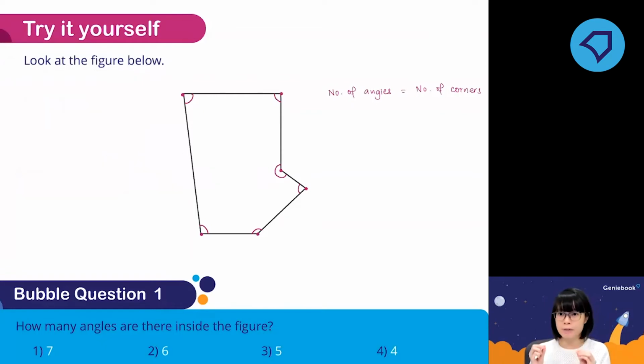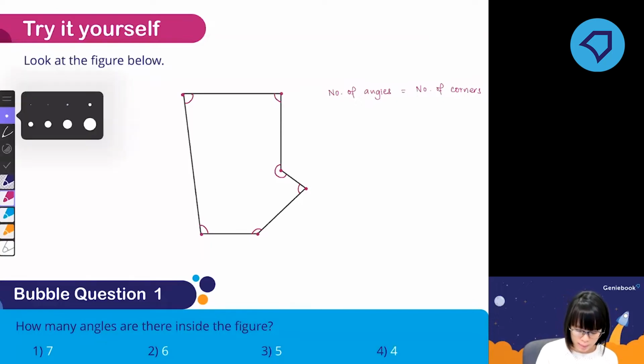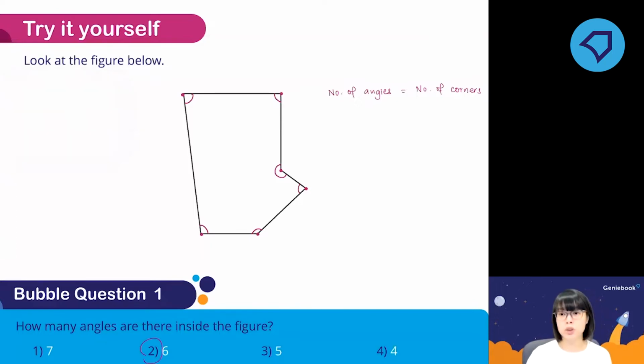But more specifically, because the definition of the angle is how far one line is from the other at a point, you should be identifying the points. So your answer should be option number 2. So you guys get the idea already. Shall we try one more question?